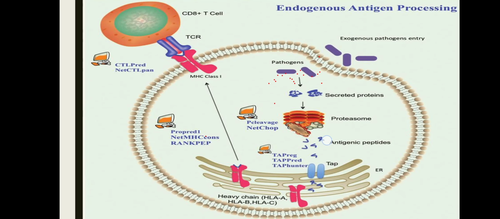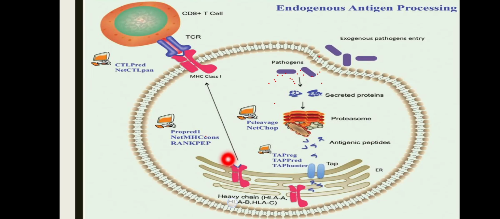These antigenic peptides are carried by the TAP protein and enter the endoplasmic reticulum. In the endoplasmic reticulum, there are various proteins like calreticulin and tapasin, which attract them towards the alpha and beta chain of the MHC-I molecule. After this, the antigenic peptide binds to the binding cleft of the MHC-I molecule. Now the MHC-I molecule is ready to present the antigen.